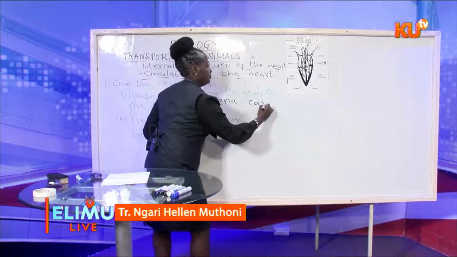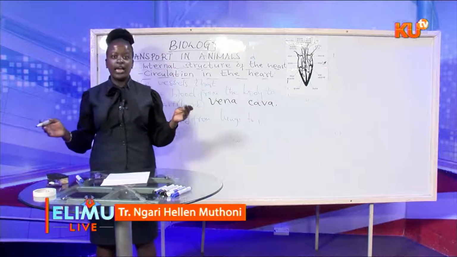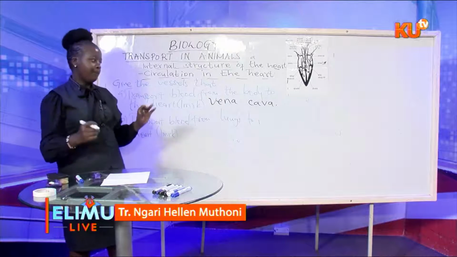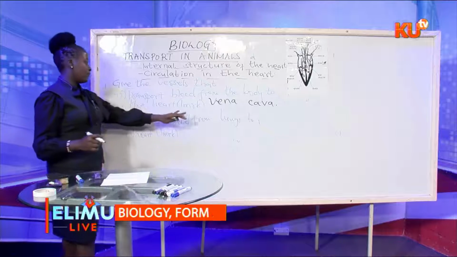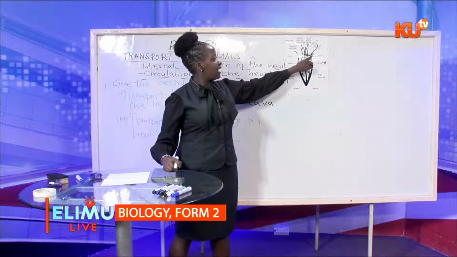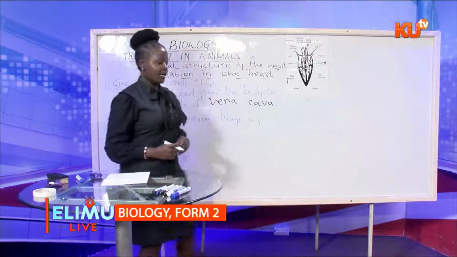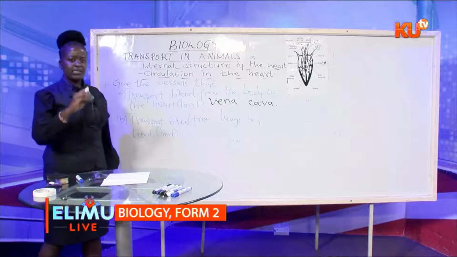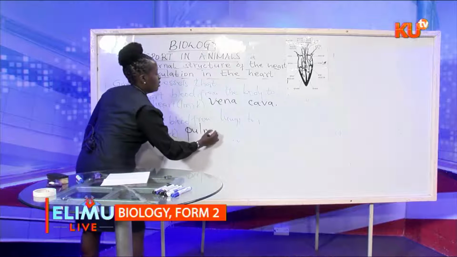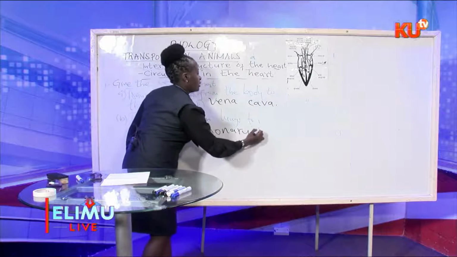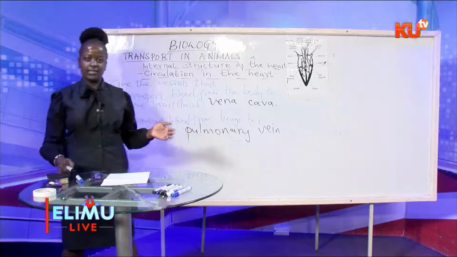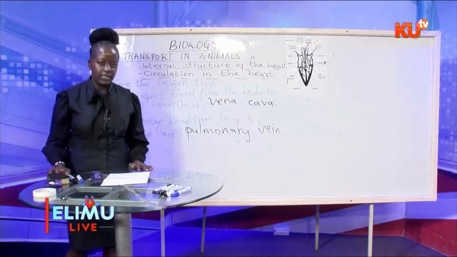Vena cava. Please don't write vena and leave it that way, and also don't write cava and leave it that way. It should be vena cava. Then, which vessel transports blood from the lungs back to the heart again? This is the pulmonary vein. It is not just a vein. Please let us learn to give complete answers. You must write pulmonary vein. This is an example of a short question that you can find in paper 1.